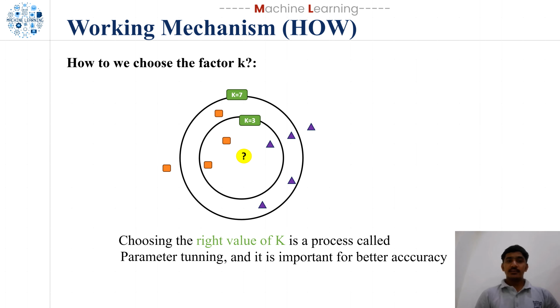If we take K equals 3, the three nearest neighbors are two rectangles and one triangle. That's why the majority is rectangle. So the new point is classified as a rectangle. But if you take K equals 7, among the seven neighbors, there are three rectangles and four triangles. So the majority is triangle. That's why the new point is classified as a triangle. See how the prediction changes with the change in the value of K. That's why choosing the right value of K is very important.